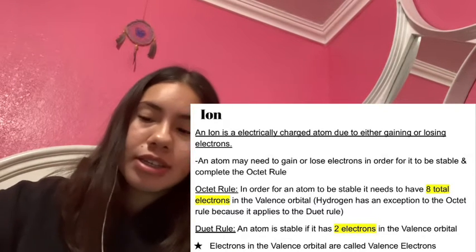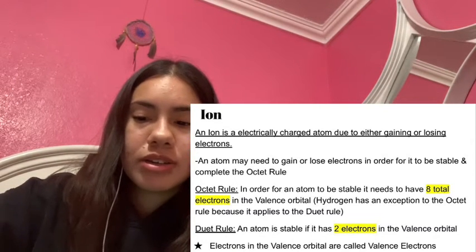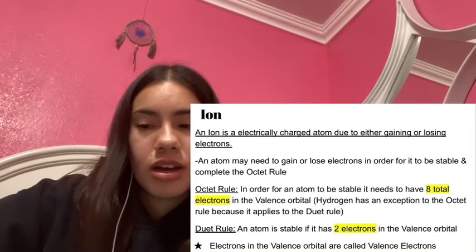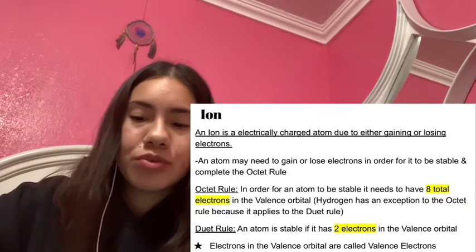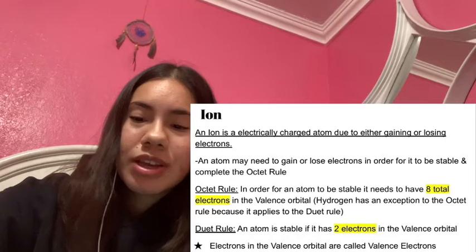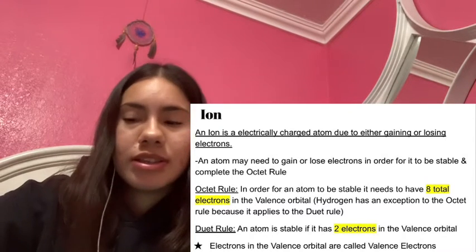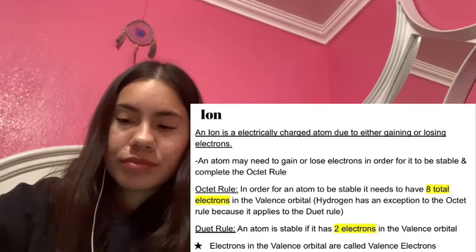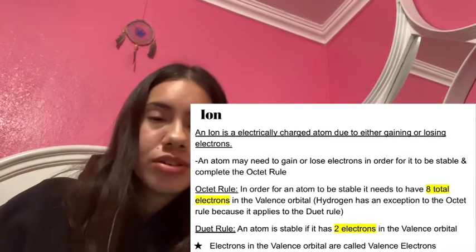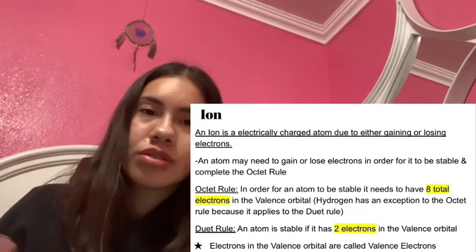And hydrogen has an exception to the octet rule. Hydrogen applies to the duet rule, and the duet rule states that an atom is stable if it has 2 electrons in the valence orbital. And so the electrons in the valence orbital are just called valence electrons. So it's more simple.